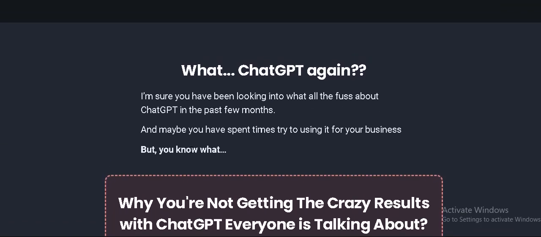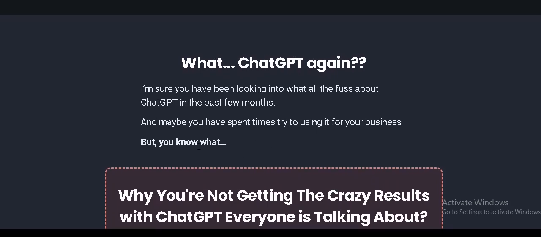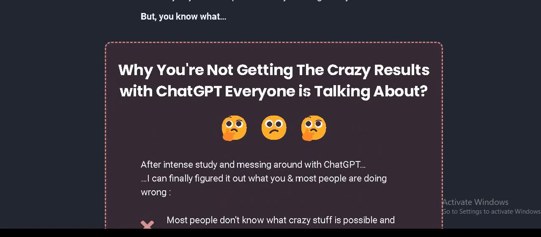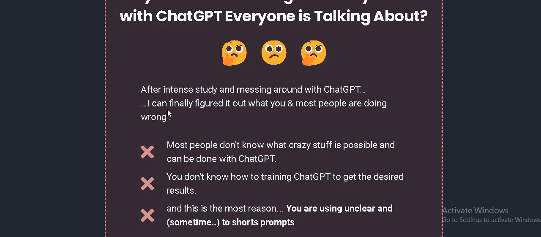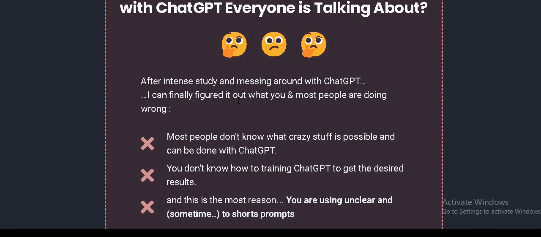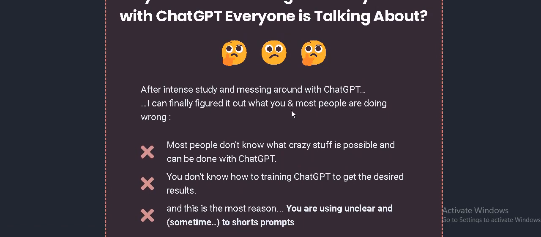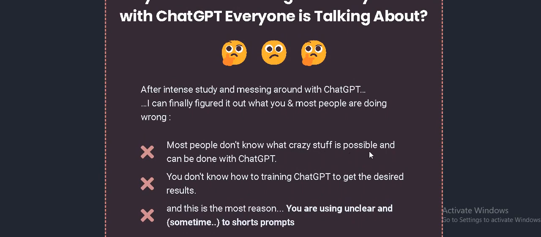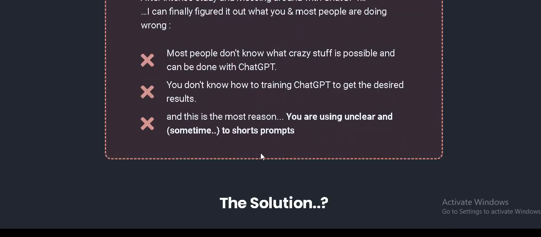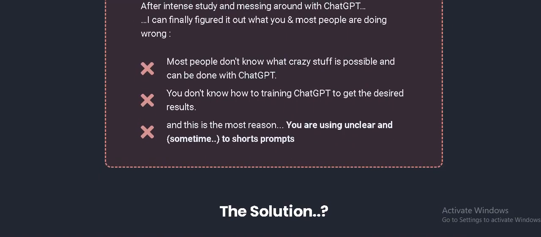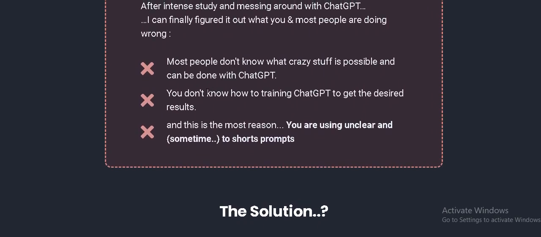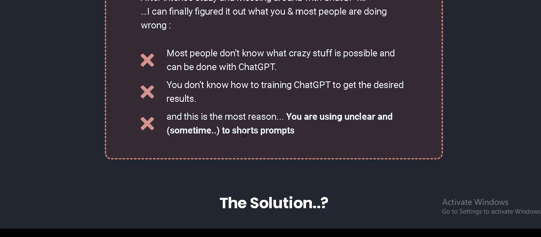I'm sure you have been looking into what all the fuss about ChatGPT is in the past few months, and maybe you have spent time trying to use it for your business. But you know why you're not getting the crazy results everyone is talking about. After intense study and messing around with ChatGPT, I can finally figure out what you and most people are doing wrong. Most people don't know what crazy stuff is possible and can be done with it. You don't know how to train ChatGPT to get the desired results, and this is the main reason: you are using unclear and sometimes short prompts.